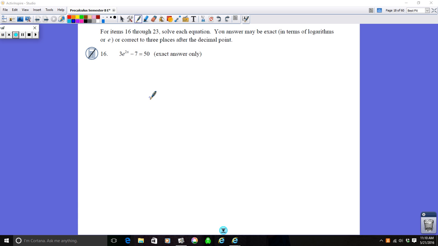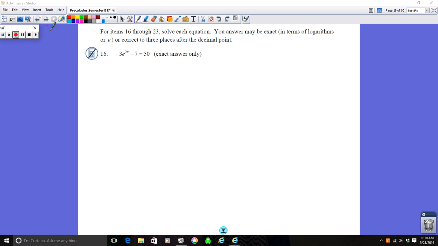Okay, questions 16 through 23 are all solving problems that involve either exponents or logs. Notice that some are no calculator problems and some are calculator problems. The answers can be exact or correct to 3 decimal places. Obviously, on the no calculator problems, you're not going to go correct to 3 decimal places. You'll do an exact answer.